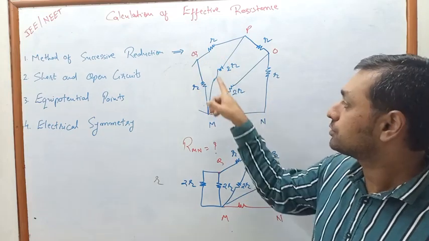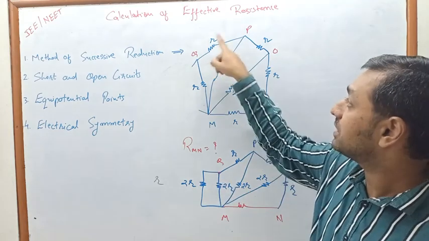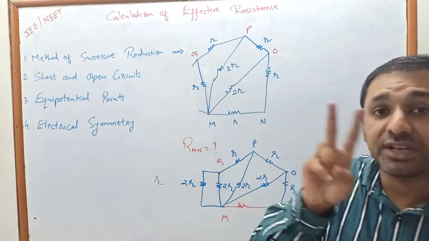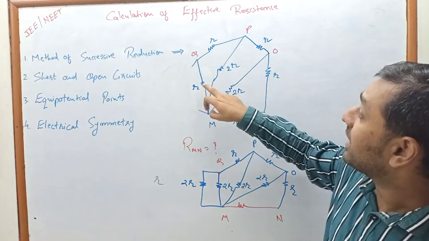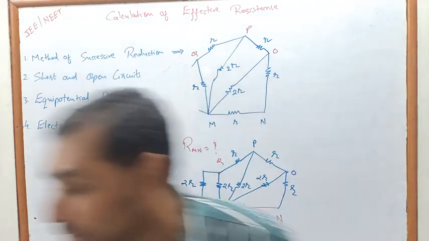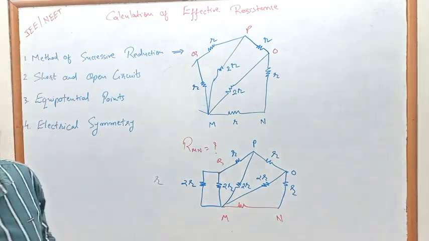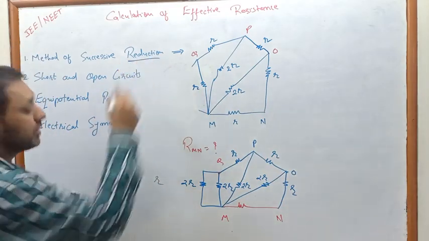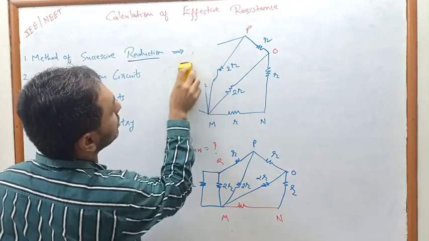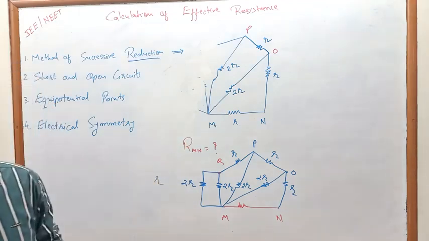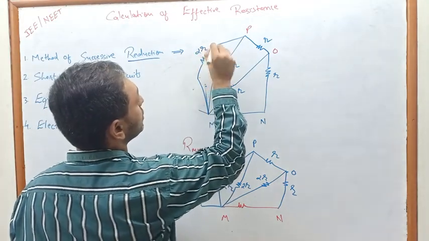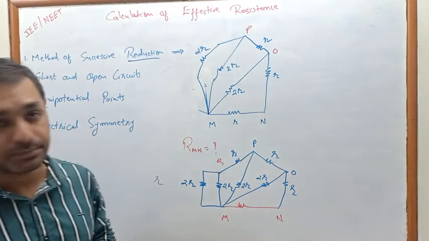Now MQ and QP. So this resistor R and this R, these two are in series. So instead of these two resistances, I can write one resistor whose resistance is 2R. So again I am reducing the number of resistors. Instead of these two, I can put one resistor whose resistance is 2R.